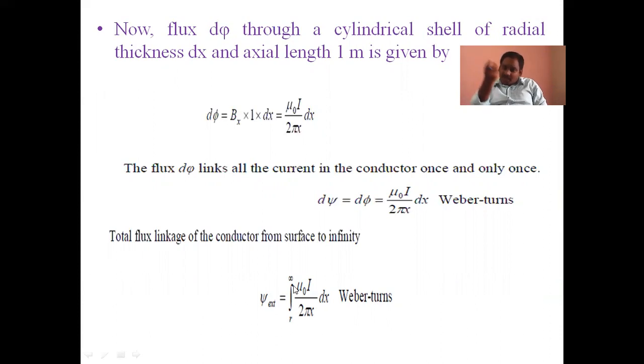0 to r means we consider the less than r differential values, but r to infinity means it is greater than r. That means when distance increases, we have to calculate for the conductor distance, and we have to consider the total dimensions of the external conductor. That's why if we apply the integration, psi external is equal to the integral from r to infinity of mu naught I by 2 pi x. This is the external flux linkage.